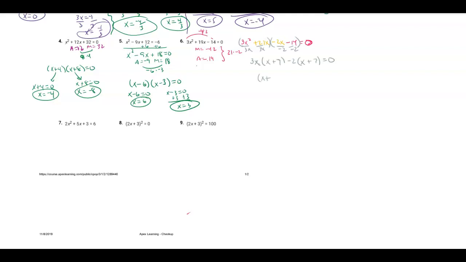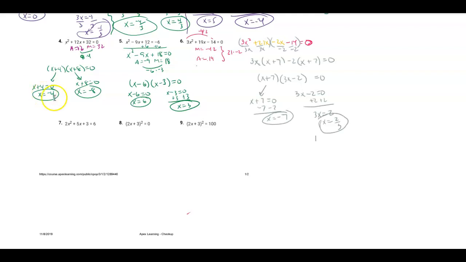So now I pull out my common binomial factor of x plus 7, and what do I have left over? 3x minus 2 equals 0. So now I pull each of these factors out. X plus 7 equals 0. 3x minus 2 equals 0. So subtract 7 here: x equals negative 7. And here I would add 2 to both sides. 3x equals 2. X equals 2/3.